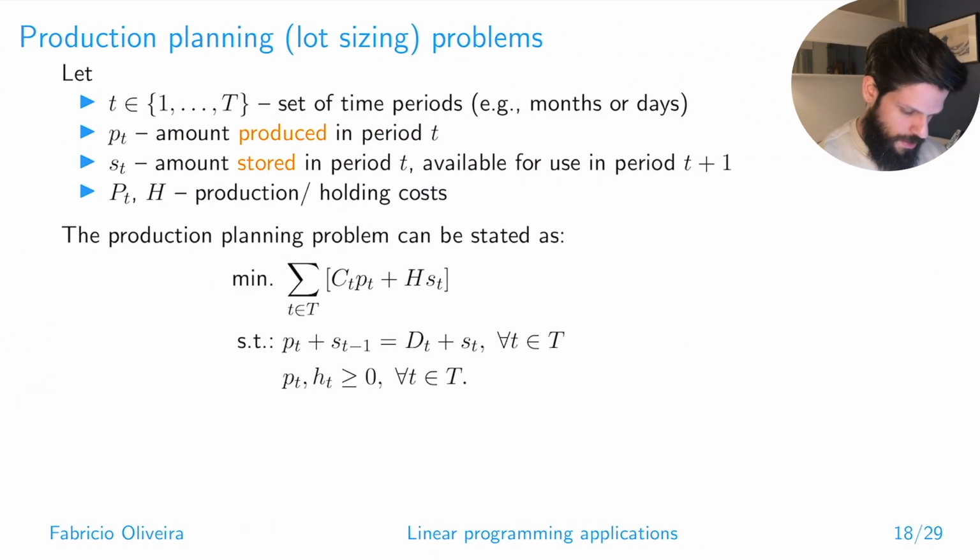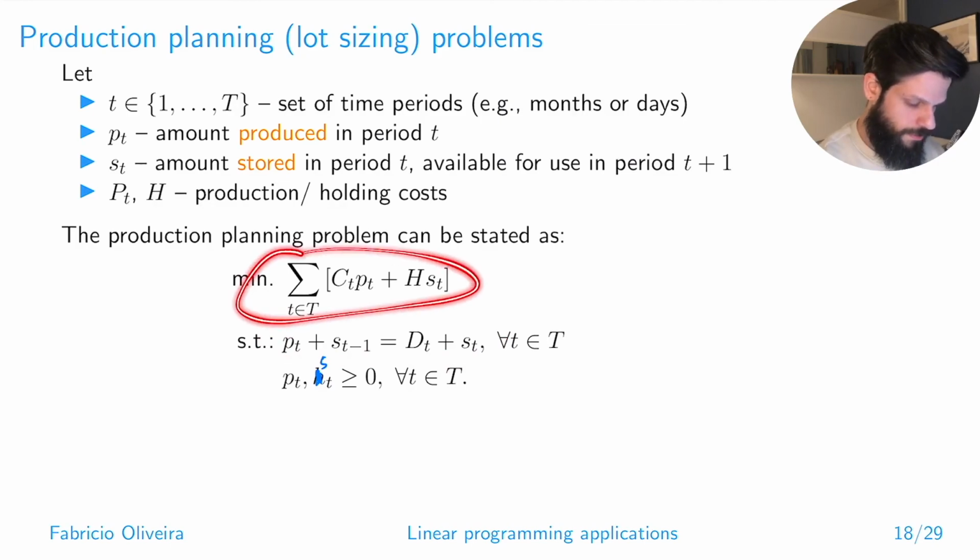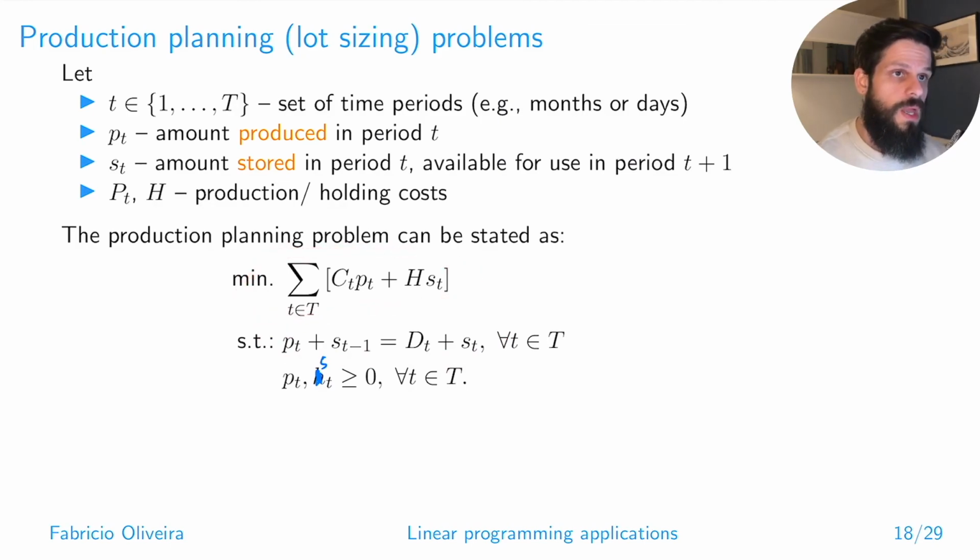So here it is, our problem. Oh yeah, and of course these have to be greater than or equal to 0. Oh, excuse me, I just noticed that this is actually ST. And yeah, that's about it. So that's the balance constraint, and this is the objective function that we try to minimize.